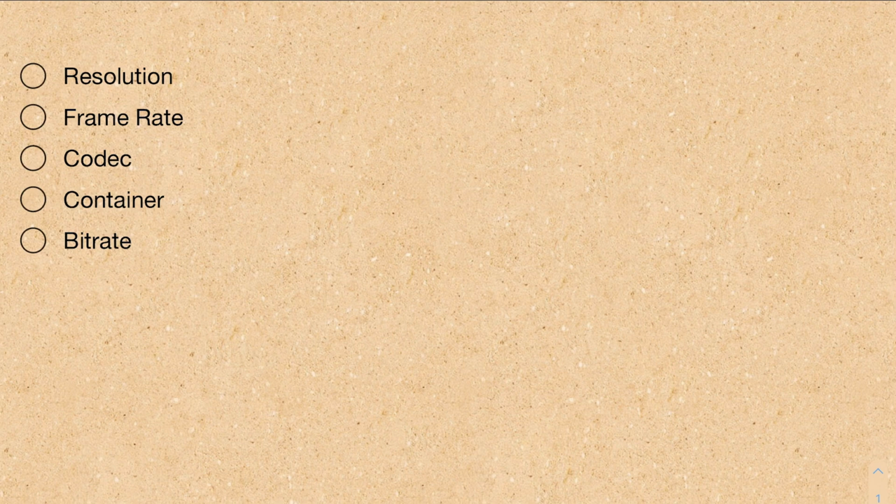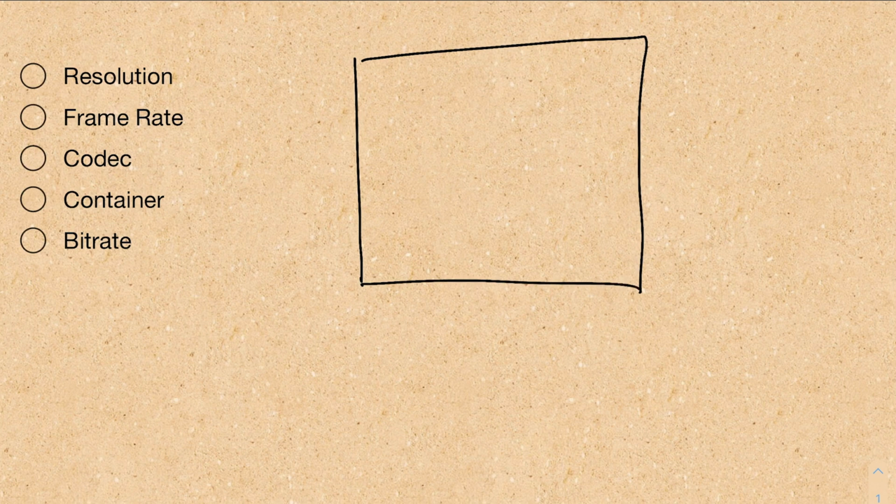Now, before we get into the details, let's start with some of the lingo so we get a better understanding of how things are connected. Let's start with the simplest of all, resolution. What resolution actually is, is the dimensions of your image. You have the height and you have the width, and this is your resolution.